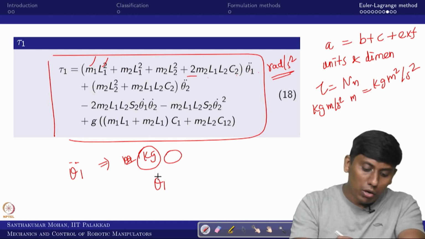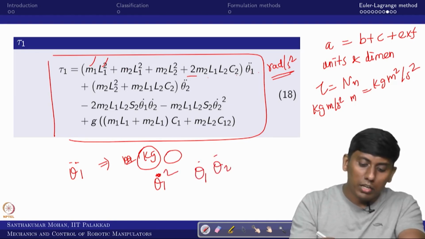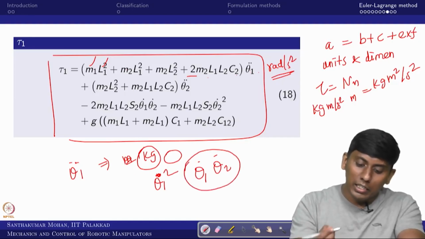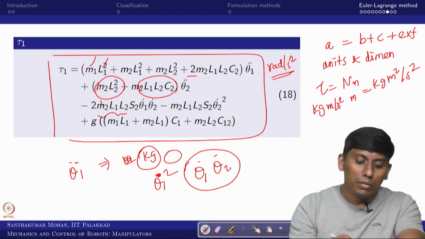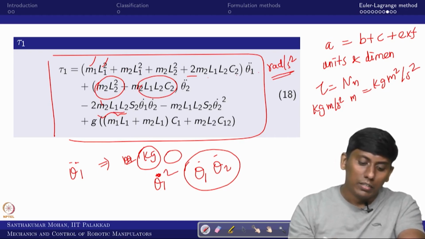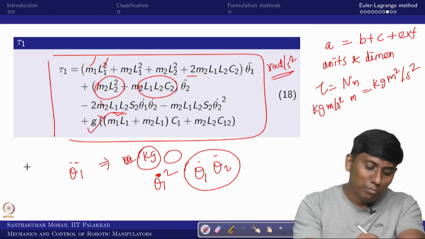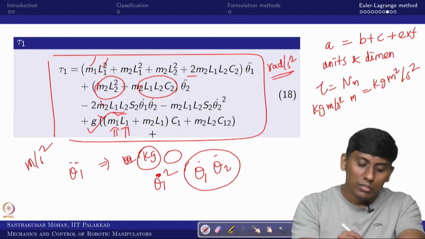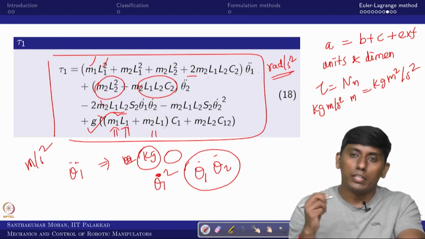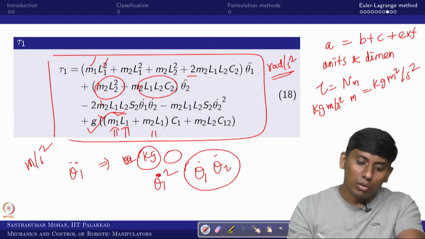If θ̇1 squared comes, or θ̇1 θ̇2 comes, that is again equivalent to radian per second squared, so the same thing is supposed to be there: 1 mass and 2 distances. Similarly, where gravity is there, which is meter per second squared, only 1 length and 1 mass should be there. So you can always cross check like that.